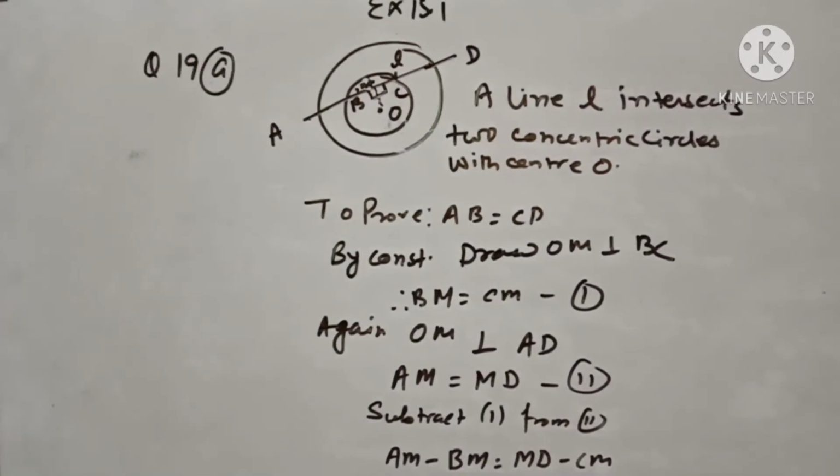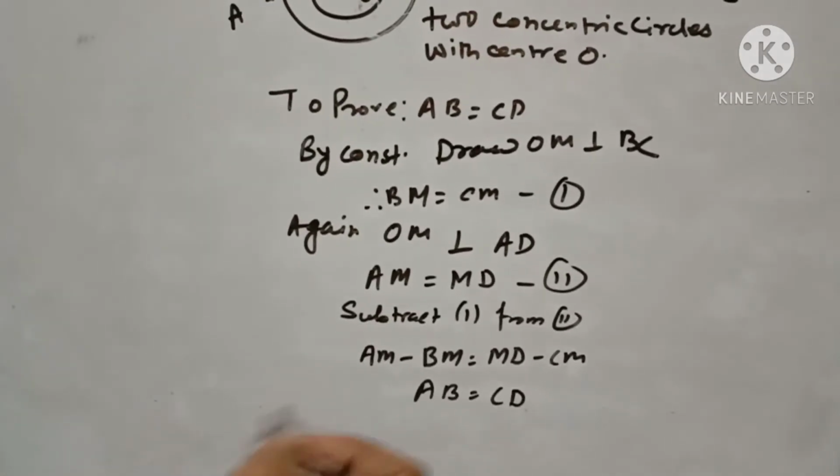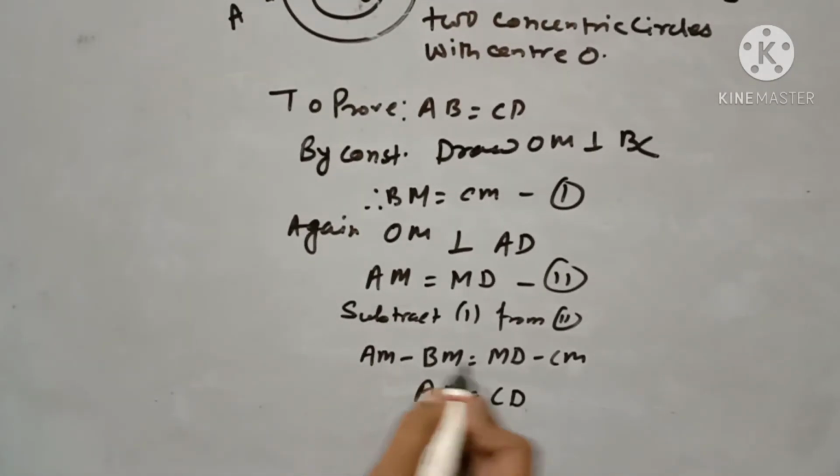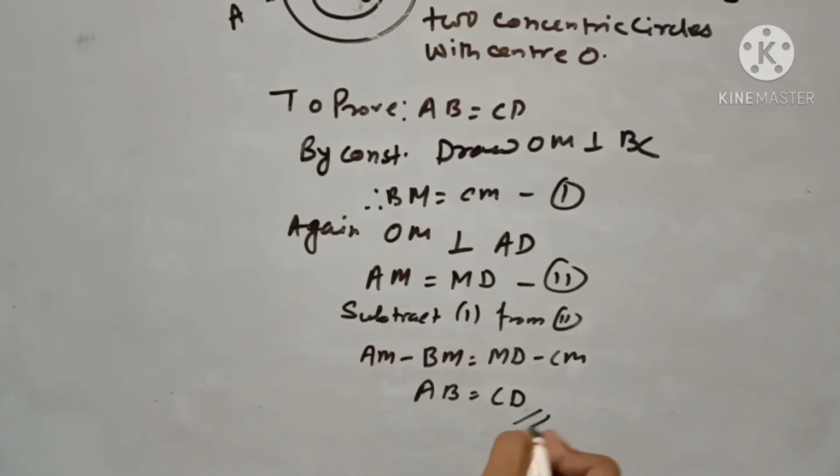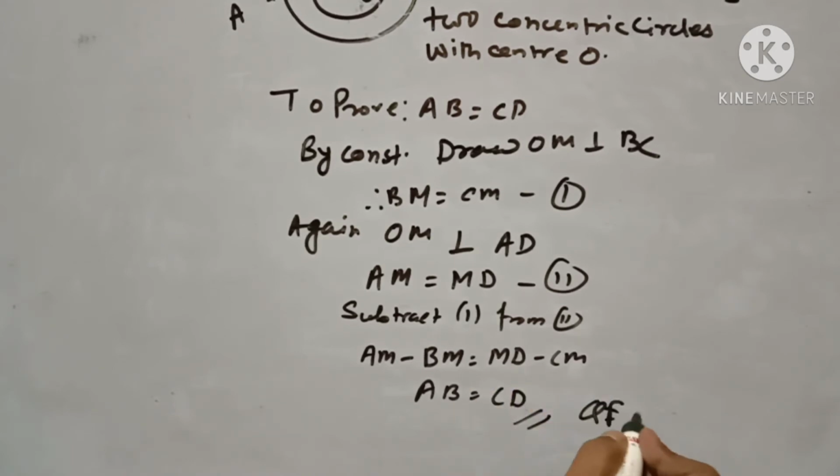This is what we have to prove. So if you subtract equation 1 from 2, we will get this. This is our required thing to prove. So write down QED, whatever given I have proved. This is a Latin phrase, quod erat demonstrandum.